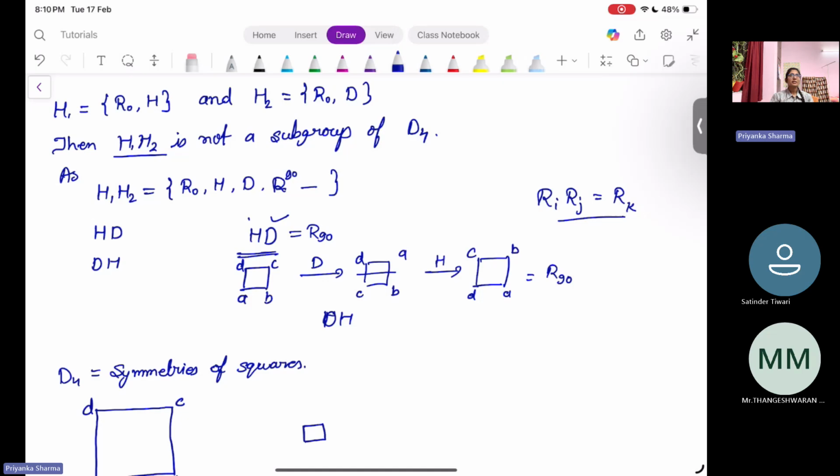In the next session, we can discuss all the possible subgroups of D4. That will help you to figure out why H1 and H2 cannot be a subgroup of D4. Until then, I'm leaving it for you. You will construct what is H1 and H2 in the next session. In general, we can discuss the structure of subgroups of D4, and then we can also verify that H1 and H2 is not a subgroup. So, any other doubt?